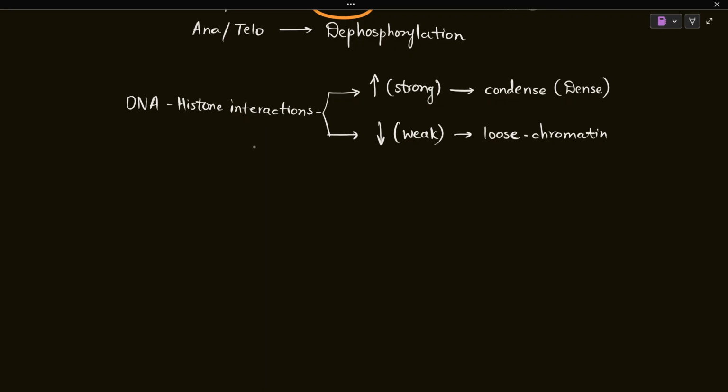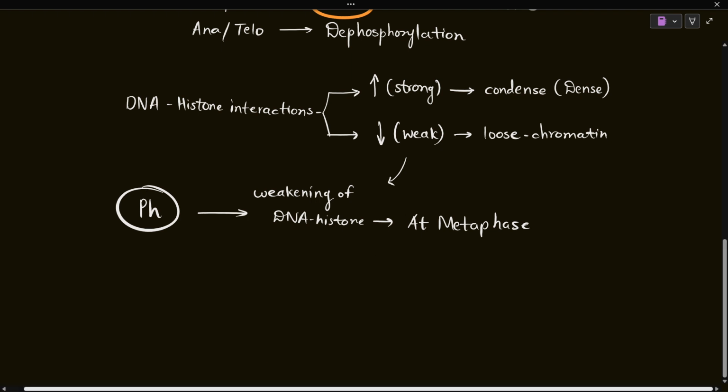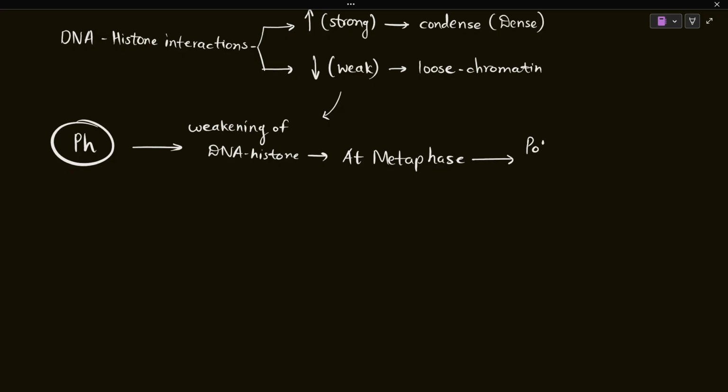So what happens is that phosphorylation makes the DNA histone interaction weak, and due to the weakening of DNA histone interaction, at metaphase, not at any other cell stage, but only at metaphase, and not by acetylation, only by phosphorylation. During acetylation, the event doesn't happen. This happens only when phosphorylation is done. So during phosphorylation, it weakens the DNA histone interaction at metaphase, and this promotes polyamine binding.